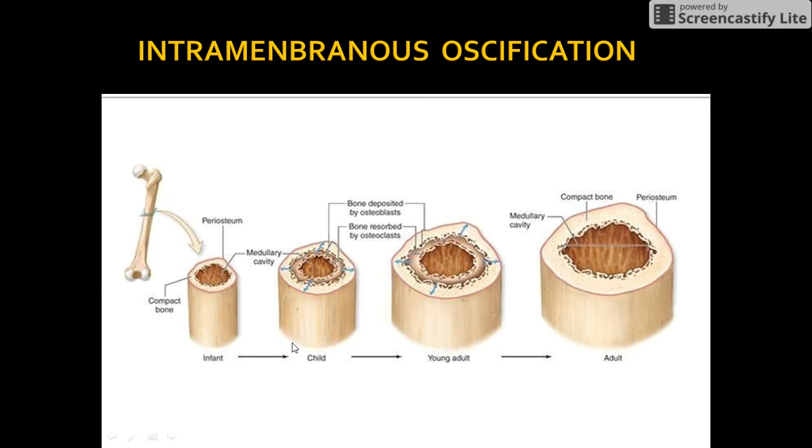What happens in this? The innermost layer of the periosteum forms a layer of bone outside, and the inside layer is eaten by the osteoclasts. Resorption of the inside layer occurs. So the youngest layer is present at the periphery of the bone. There is no cartilage formation; there is direct formation of the bone. So this is intramembranous ossification.